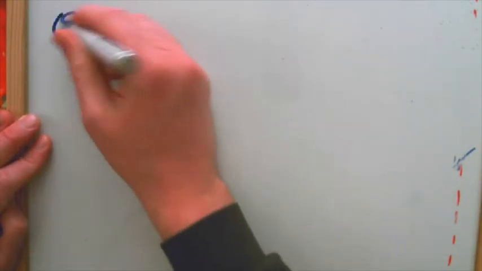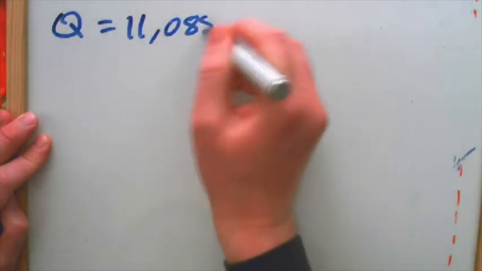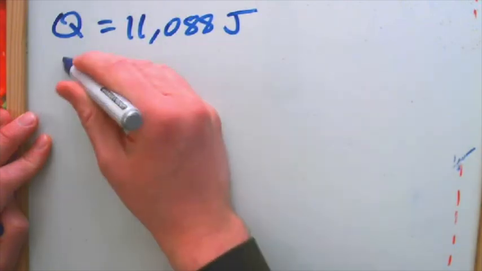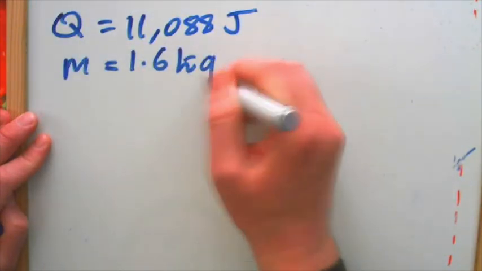Alright, in this one we're going to have to do a little bit of rearranging, but it's still quite straightforward. So this time we're given the energy that was transferred, which was 11,088 joules. And we know that the mass is 1.6 kilograms of copper.